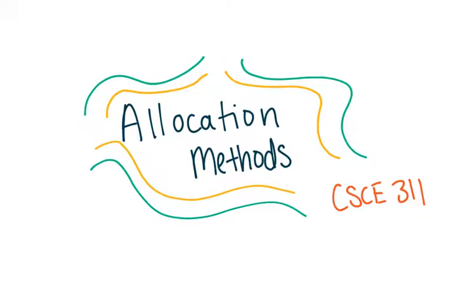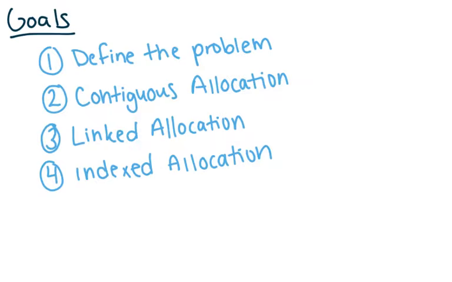Okay, everyone, this is the big one in this section, allocation methods. So what I want to talk about here is I want to first define the problem. What are we trying to solve with these methods, with these algorithms? I want to talk about continuous allocation, linked allocation, and indexed allocation.